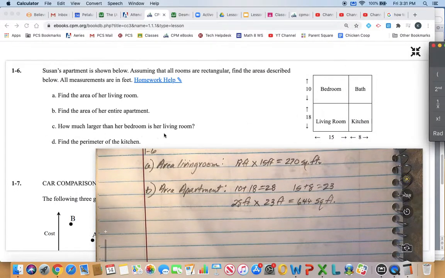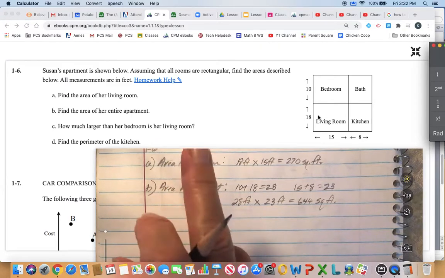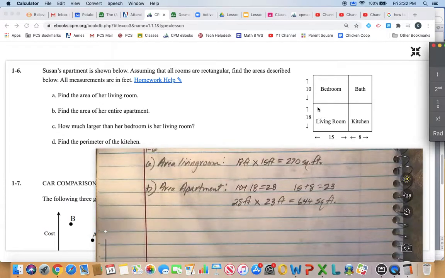How much larger than her bedroom is her living room? Okay, so the living room is larger than the bedroom, but how much larger? Well, what we could do is we already know the area of the living room, and we could figure out what the area of the bedroom is and subtract the two numbers, or we could take a shortcut. So the shortcut would be, we know that both the bedroom and the living room have one side that is 15 feet. So one dimension is 15.